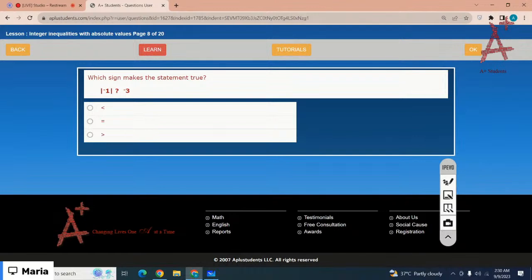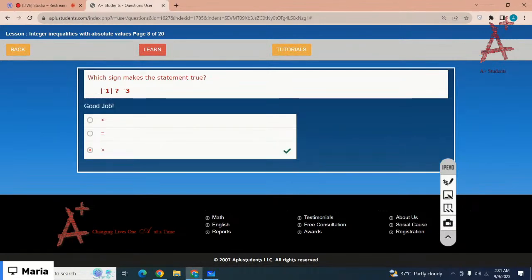Absolute value of negative 1 and you have to compare it to negative 3. So which is the correct option? Yes, the absolute value of negative 1 is always positive. So the positive numbers are always greater than negative numbers. So it would be greater, 1 is greater than negative 3.